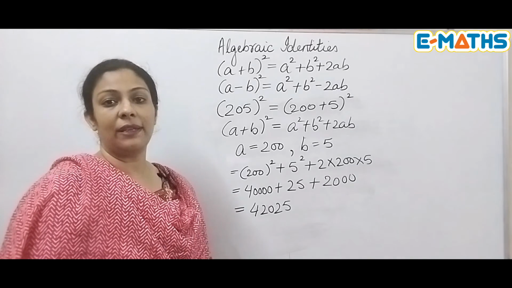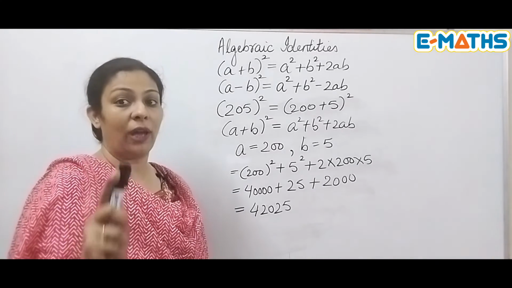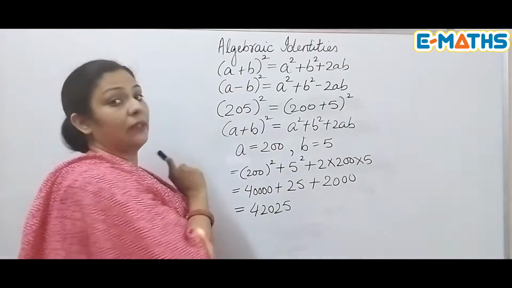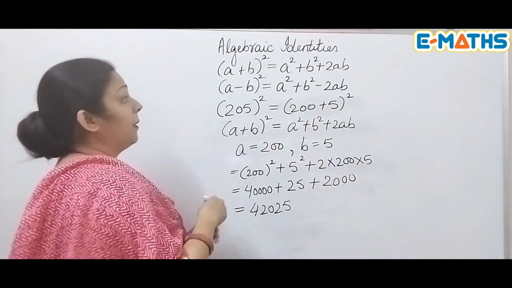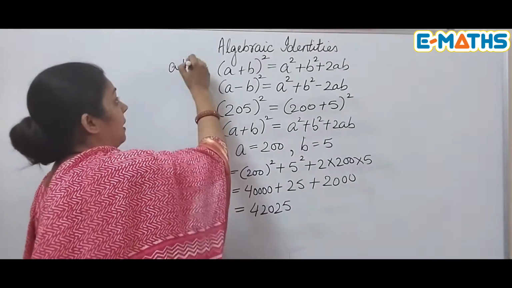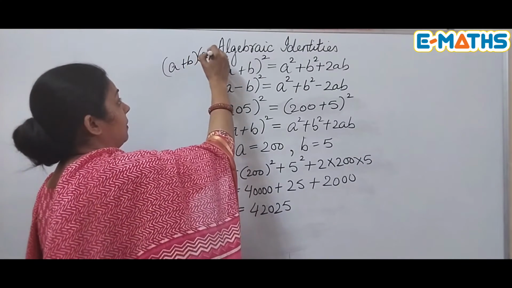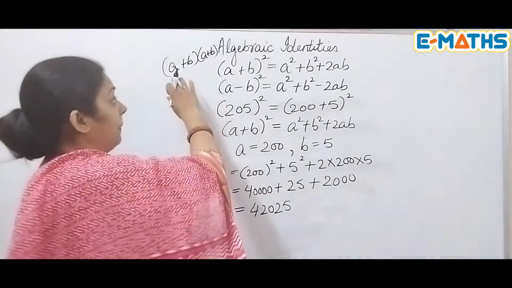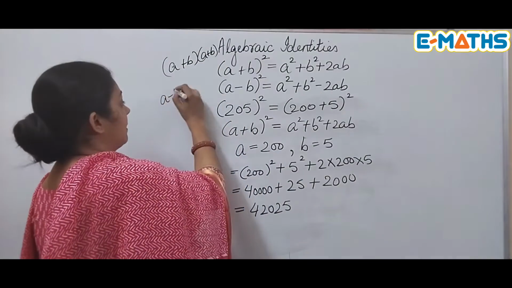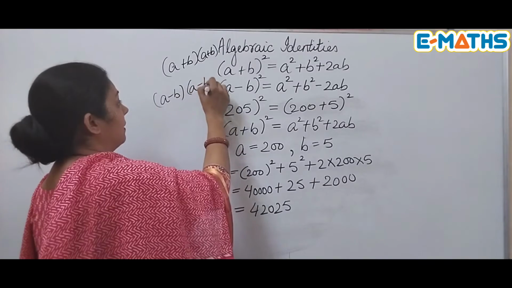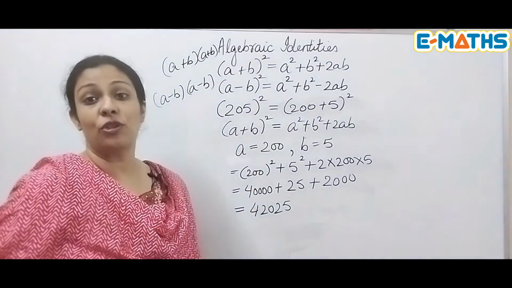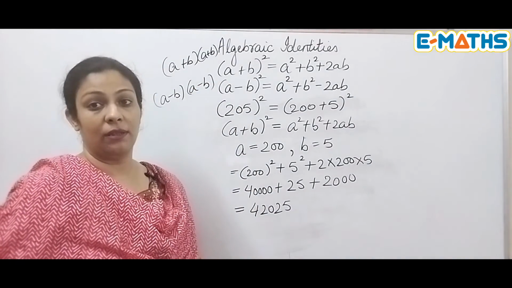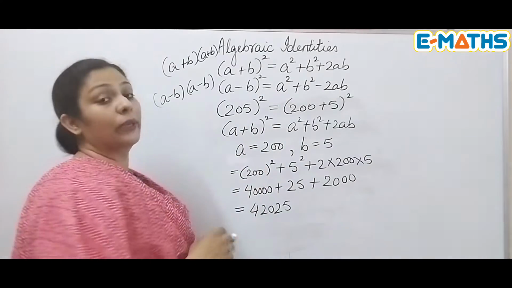Even if you are not memorizing the identities, in one of my videos I have explained how to open up this identity. This is basically a multiplication of a binomial by a binomial, because squaring means multiplying the same thing again. So (a plus b) multiplied by (a plus b), and this is (a minus b) multiplied by (a minus b). But again, one thing is important: you should know how to multiply binomials. If you know it, you can do it.